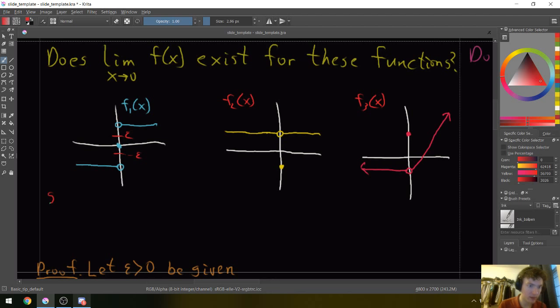Say that we pick some input tolerance for x. So x minus 0, which is just x, is less than some delta. This thing is constant on the left side of 0 and constant on the right side of 0. For all positive values of x, this thing outputs 1, and for all negative values of x, this thing outputs minus 1. Is that part okay?